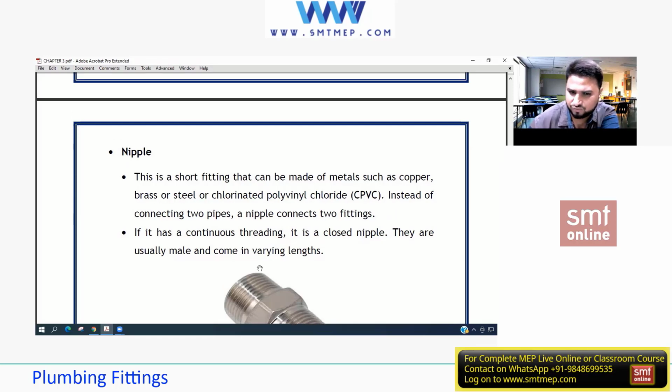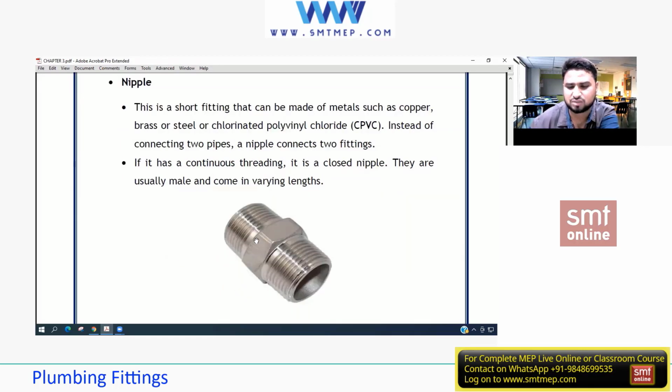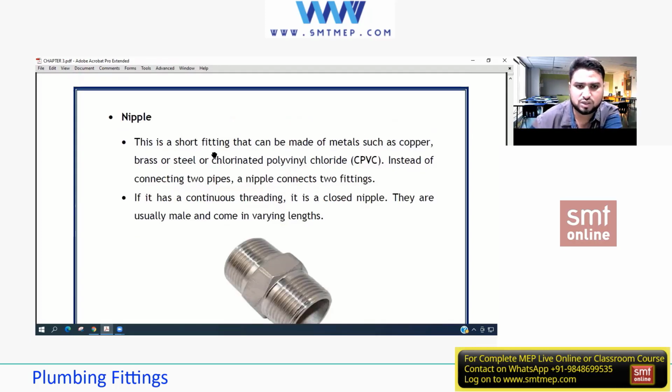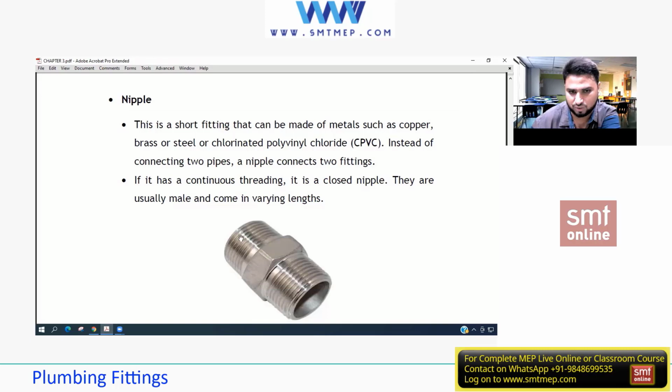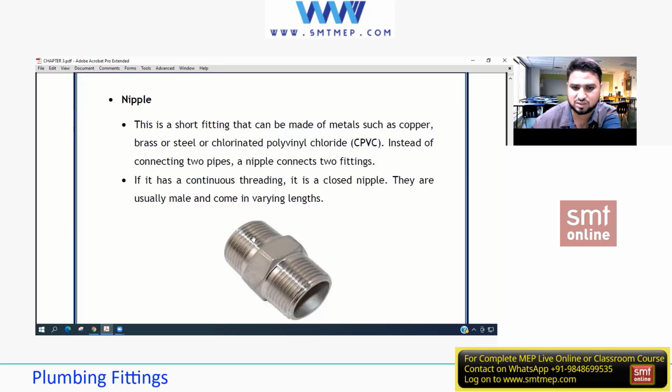So don't think of this as just a short fitting. It might have varied lengths also, and we can use them as needed. It is a short fitting that can be made of metals such as copper, brass, steel, and CPVC. Instead of connecting two pipes, a nipple is connecting two fittings. It has continuous threading. It's a closed nipple. They are usually male and come in varying lengths, so it can connect a fitting to a female, because these are male.